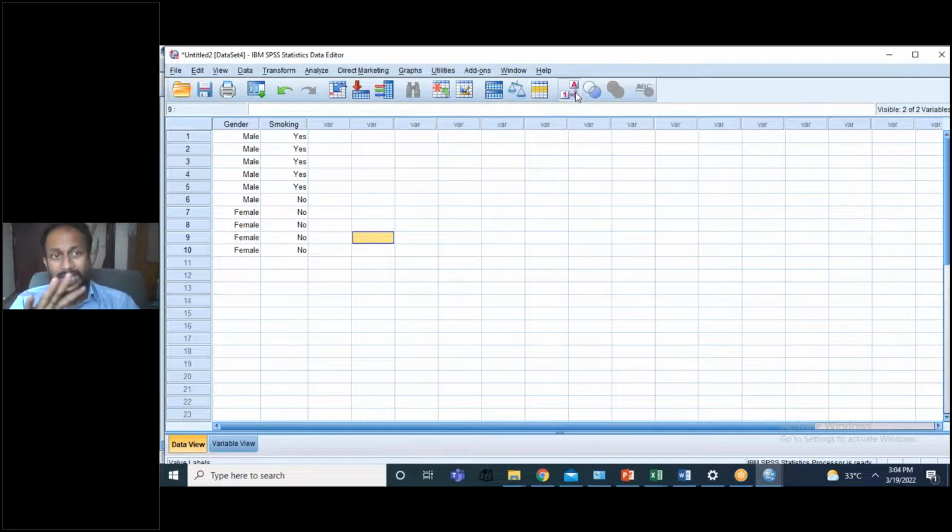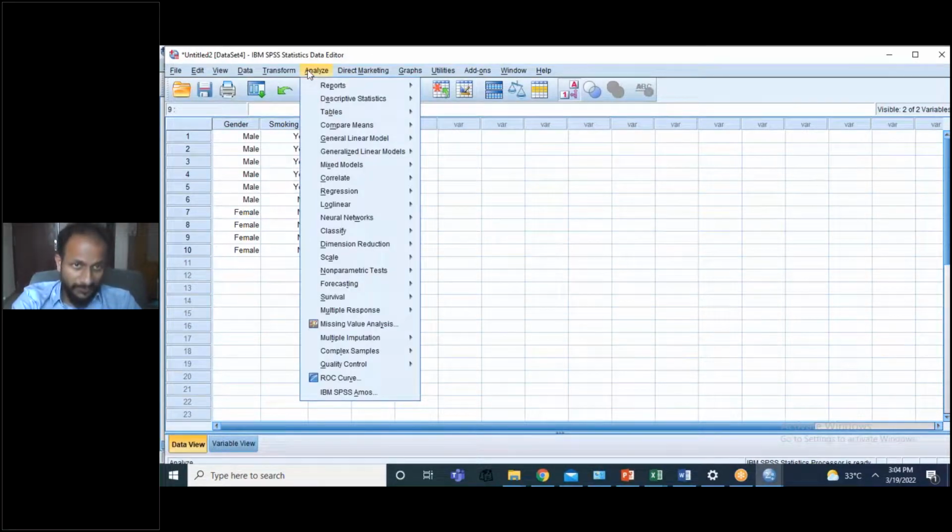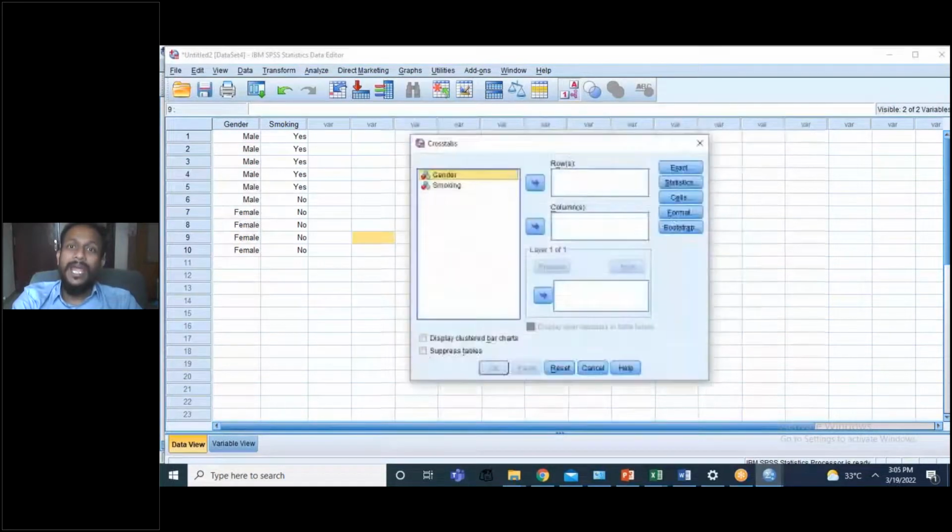Now from this data, can I say that generally male smoke and generally female don't smoke? Can I make a statement like this? If the statement is proven, then the p-value should be lesser than 0.05. How do I check it out? Go to analyze, go to descriptive statistics, go to something like crosstab.